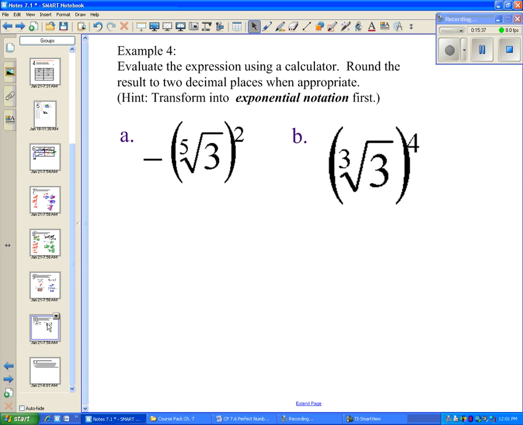One more time, 2 more examples. Evaluate the expression using a calculator. Round the result to 2 decimal places when appropriate. Again, my negative is outside the parentheses this time. My base is 3, so this is 3 to the 2/5 power, and then I want it negative.